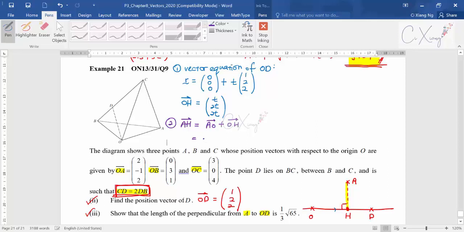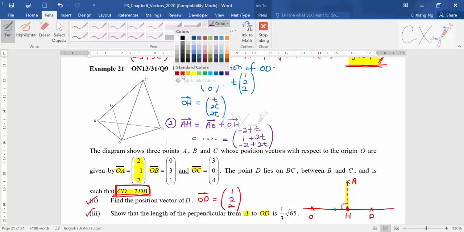Okay, if you continue from here, it should be no problem for you to get negative 2 plus t, 1 plus 2t, and then negative 2 plus 2t. So this is step number 2: find out the vector AH. Maybe you will ask, where's the AO? OA is this, so AO should be the opposite direction. All right, then now we continue further to the third step.